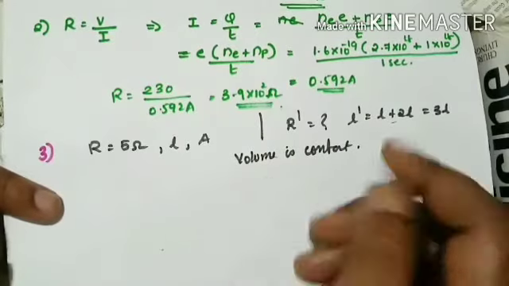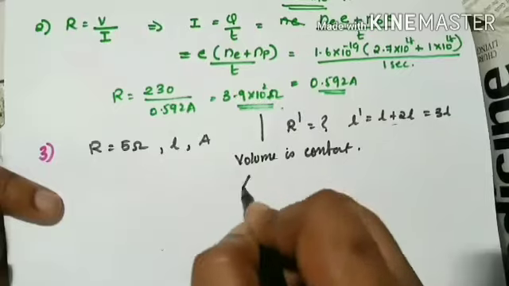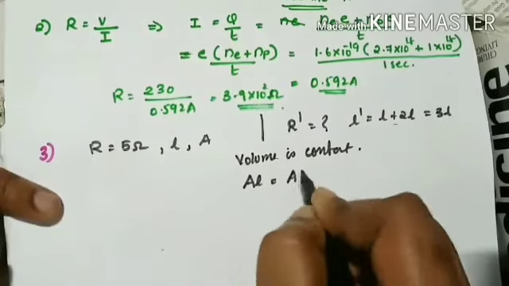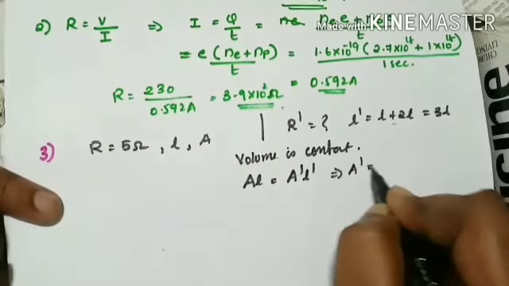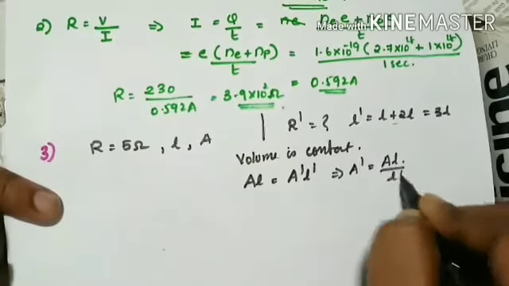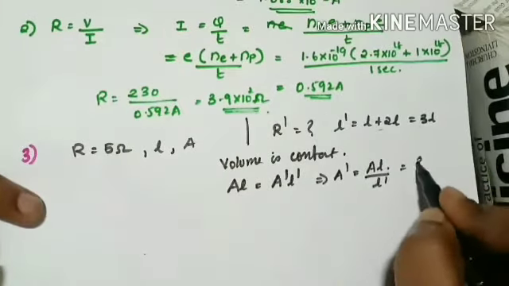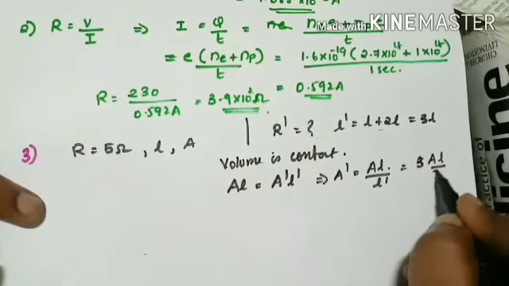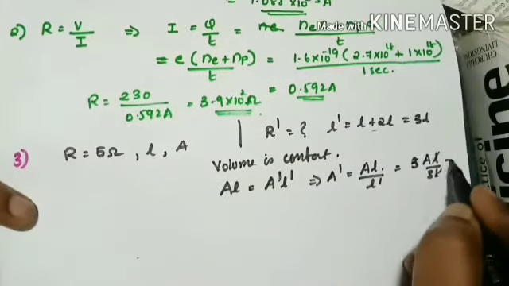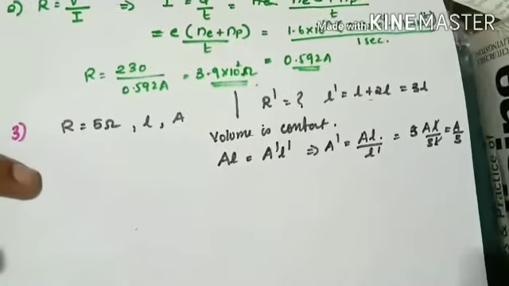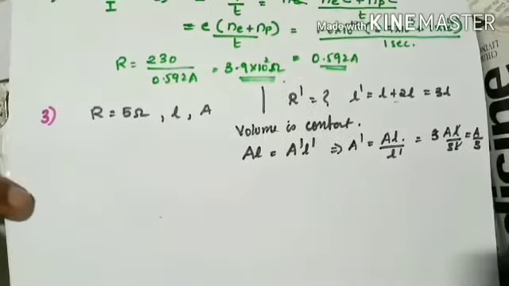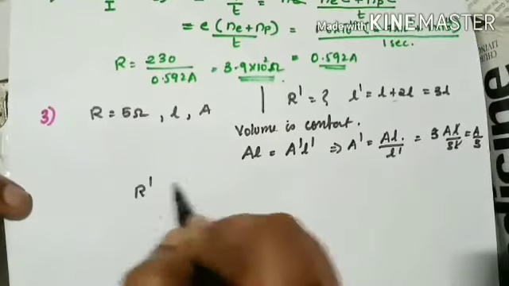So what is the volume's equation? Area into length. So area into length is equal to new area into new length. So I can write new area is equal to AL divided by L dash. L dash is 3L, right? So AL by 3L, L and L cancel. So the new area is 1/3 of the old area. This much is clear. Now you just have to find the value of the new resistance, right?